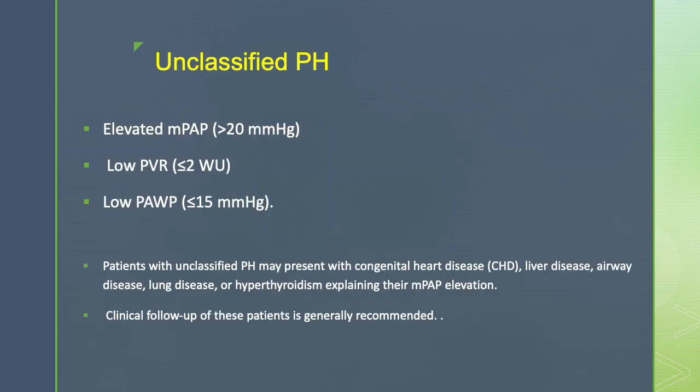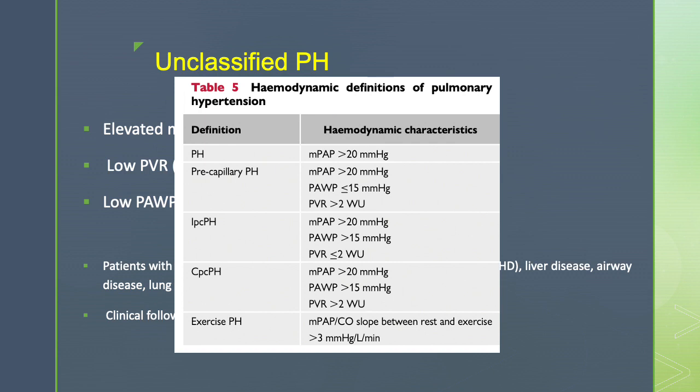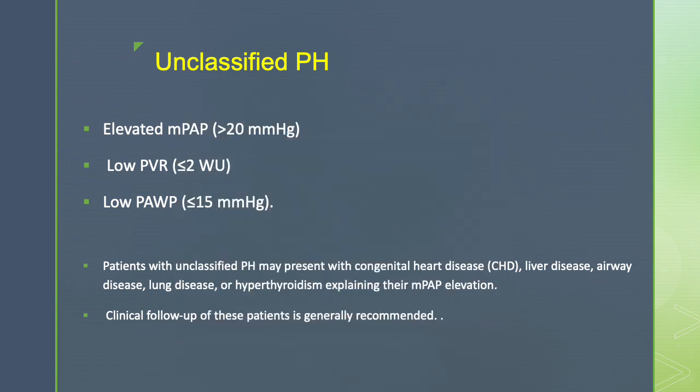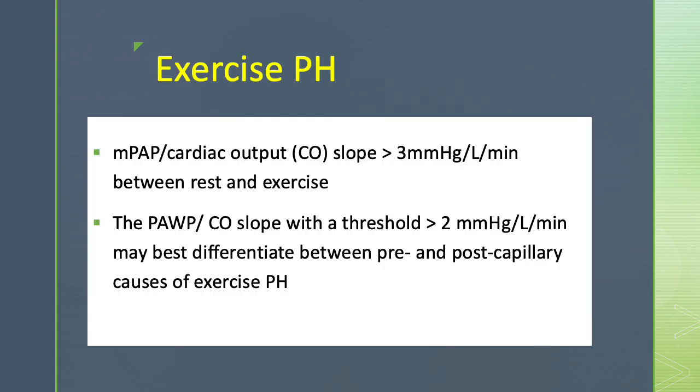Now let's come to the next part, which is unclassified. As I said, the pressure is high, the resistance low, the wedge pressure is also low, so you don't know what's going on, what is the site of affection. So this is unclassified. Usually you may see it in patients with heart diseases, lung diseases, liver diseases, hyperthyroidism. So basically anything of this sort can also happen in these patients. Okay, so this is how you remember this. If none of this is met, then it's unclassified. Exercise pH, we've already talked about it, and we'll talk about it later when we speak on cardiac catheterization.